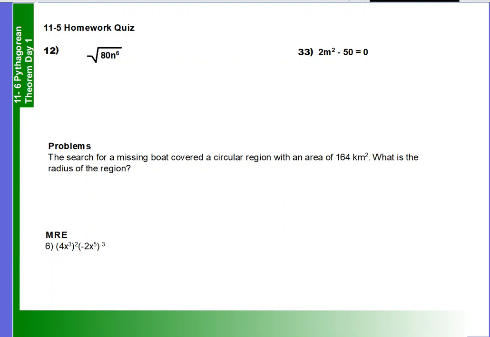All right, so what is the radius of the region? Well, geez, how am I going to do this? Well, it says a circular region, and I know a circle has an area of 164. Well, I know how to find the area of a circle. The area of a circle is equal to pi r squared, which means I just have to plug 164 in for the area. Okay, cool.